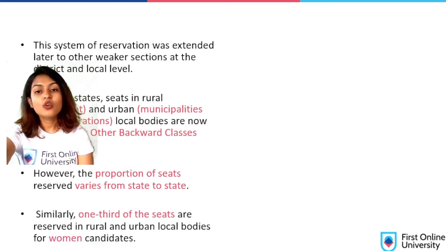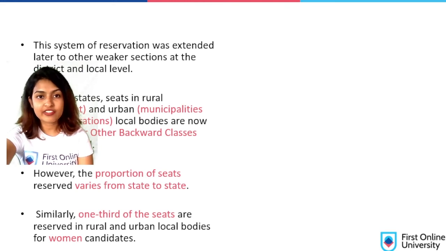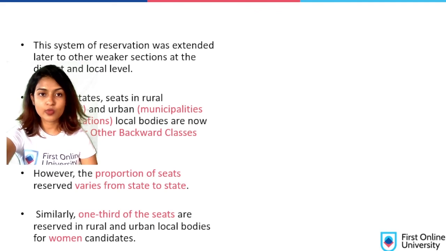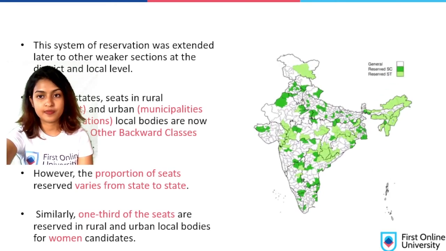Similarly, 1/3 of seats are reserved in rural and urban local bodies for women candidates. This is a compulsion that has to be implemented in every state, not like how the OBC reservation is, which varies from state to state. Every state has to give 1/3 reservation for women candidates in their rural and urban local bodies.